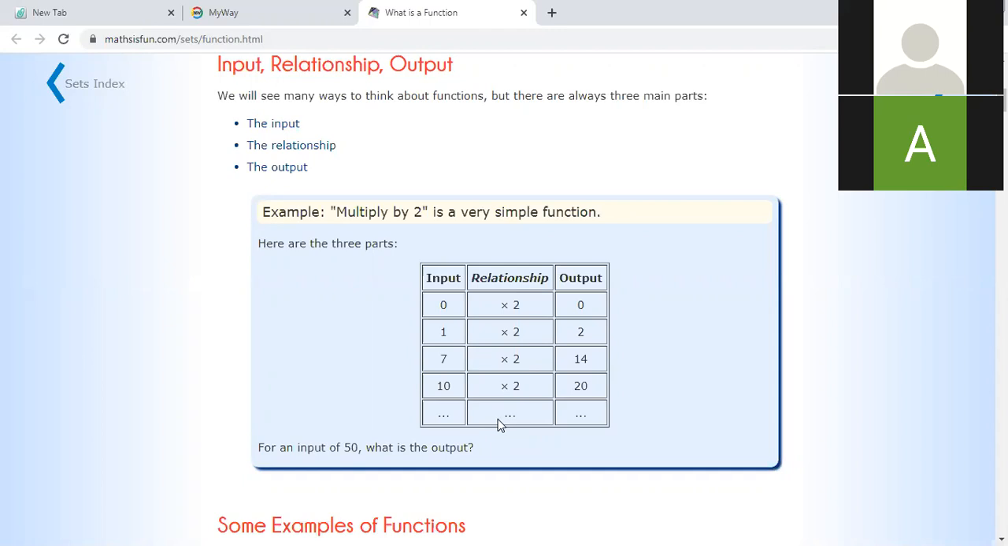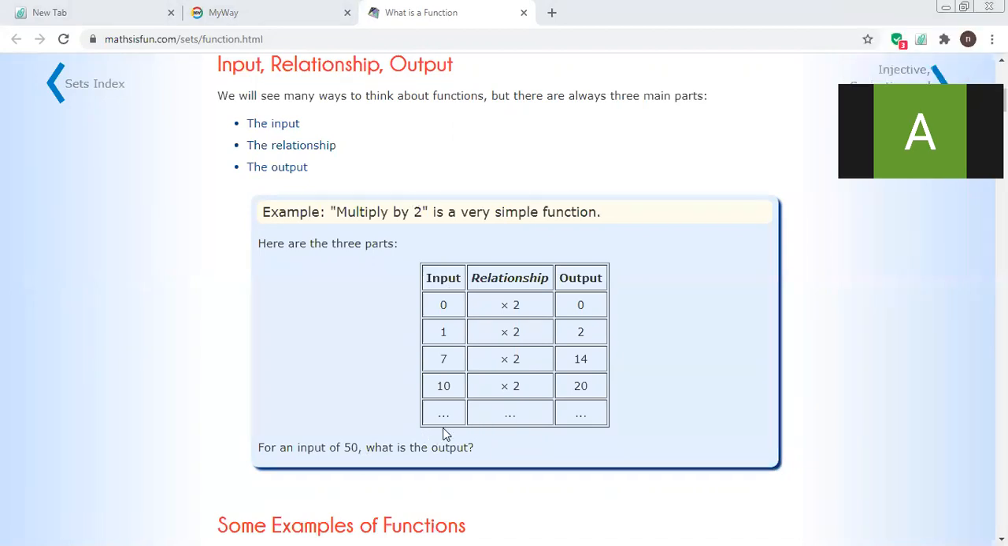Hello? Saqib, what are you saying? I am saying 50 multiply by 2. 50 multiply by 2. 30. No, dear. 50 multiply by 2. 100.